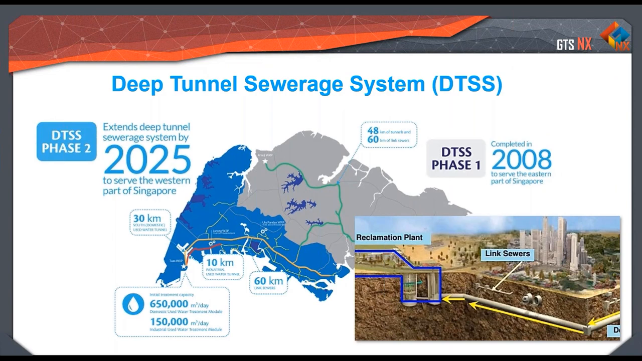This is a description about the DTSS project driven by the PUB, which is the Singapore government agency dealing with the utilities in Singapore. The deep tunnel sewerage system, DTSS, is a superhighway for Singapore's used water management. DTSS uses deep tunnels to convey used water entirely by gravity to three centralized treatment plants strategically located at coastal areas. The treated used water is then reclaimed and further purified into NEWater, with excess effluent discharged to the sea in an environmentally responsive manner. When the entire DTSS is completed, existing intermediate pumping stations and conventional water reclamation plants will be phased out.